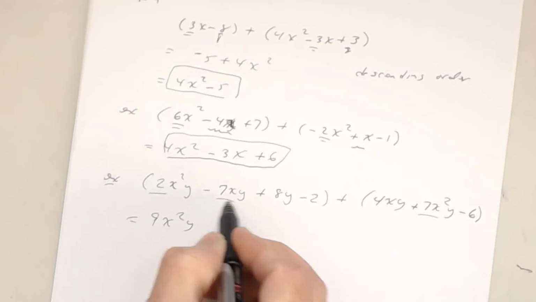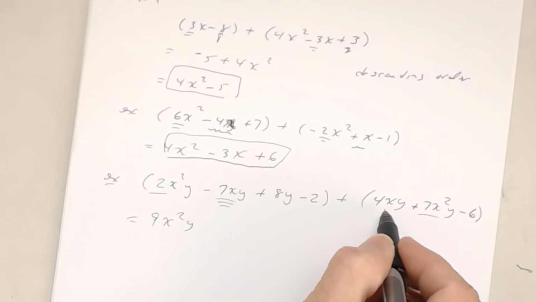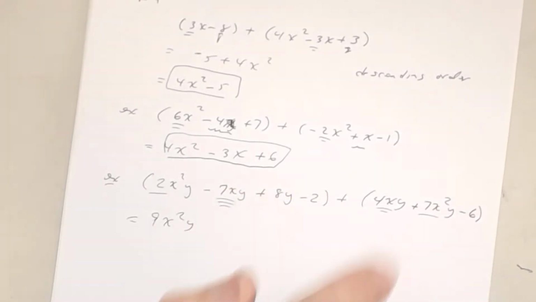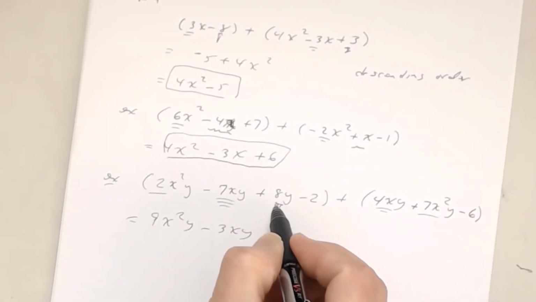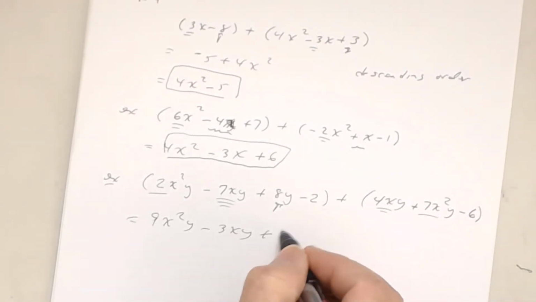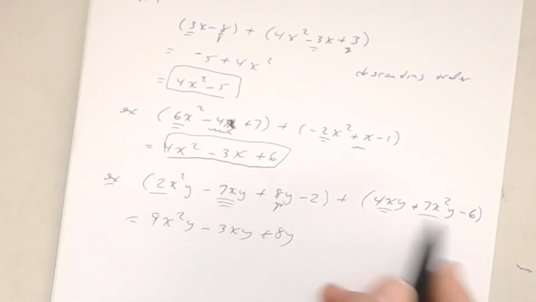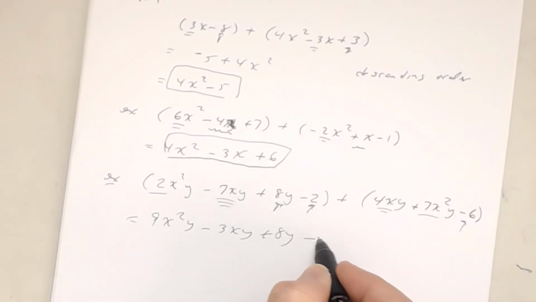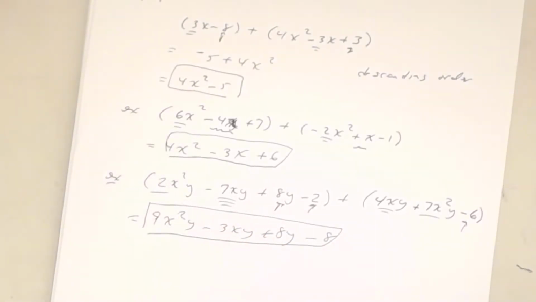All right, now let's go to the next one. I have an xy. Do I have an xy anywhere else? Right here. So what's a negative 7 of them and a positive 4 of them? Negative 3xy. Good. And then let's do the y. I have an 8y here. Do I have another y anywhere? Nope. So you just rewrite it. And then negative 2 is my constant. Can I combine it with something else? Negative 2 and a negative 6 is a negative 8. So there's your answer. All right. So that's adding.